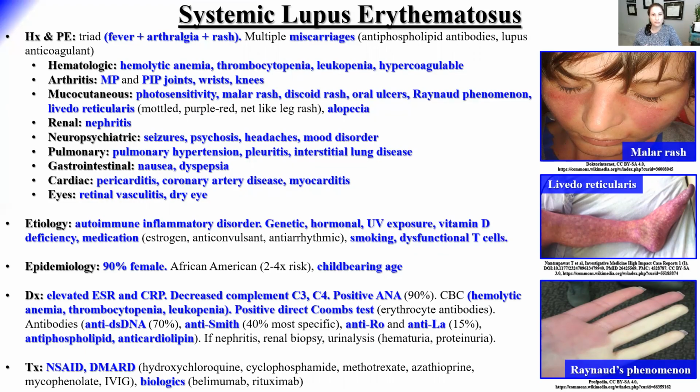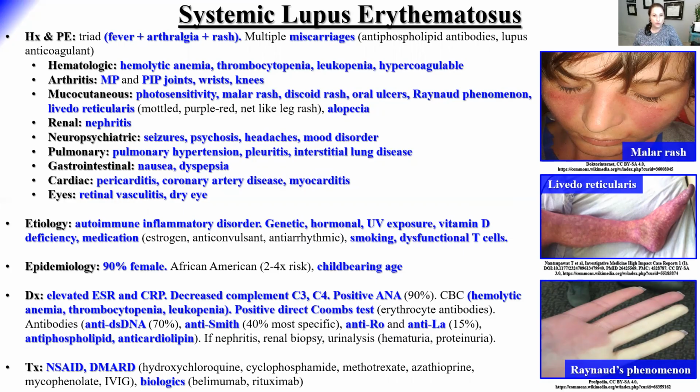So we have hematologic manifestations. They have a hemolytic anemia. They have antibodies on their red blood cells, thrombocytopenia, leukopenia, and that hypercoagulable state. Arthritis, it affects mostly the MCP joints and the PIP joints in the hands, the wrists, and the knees.